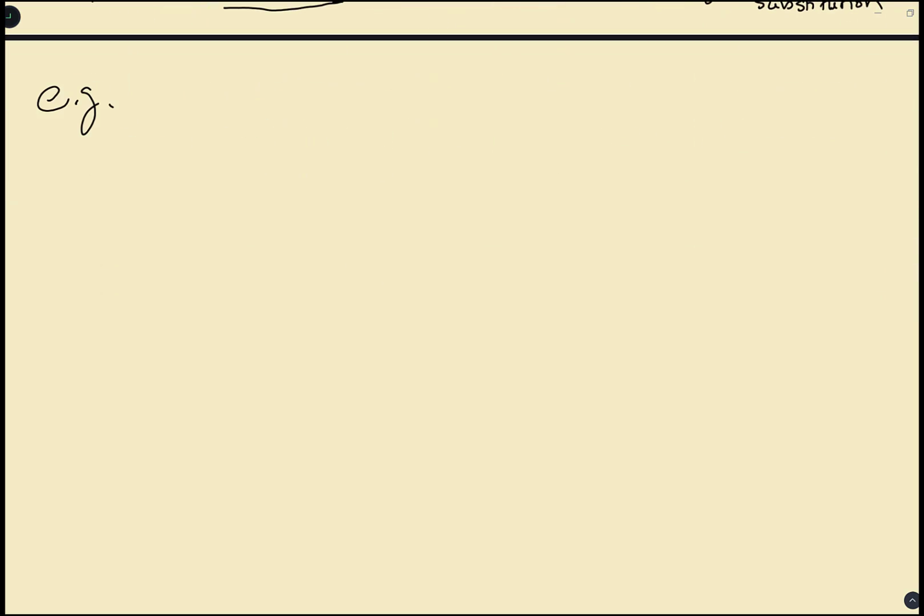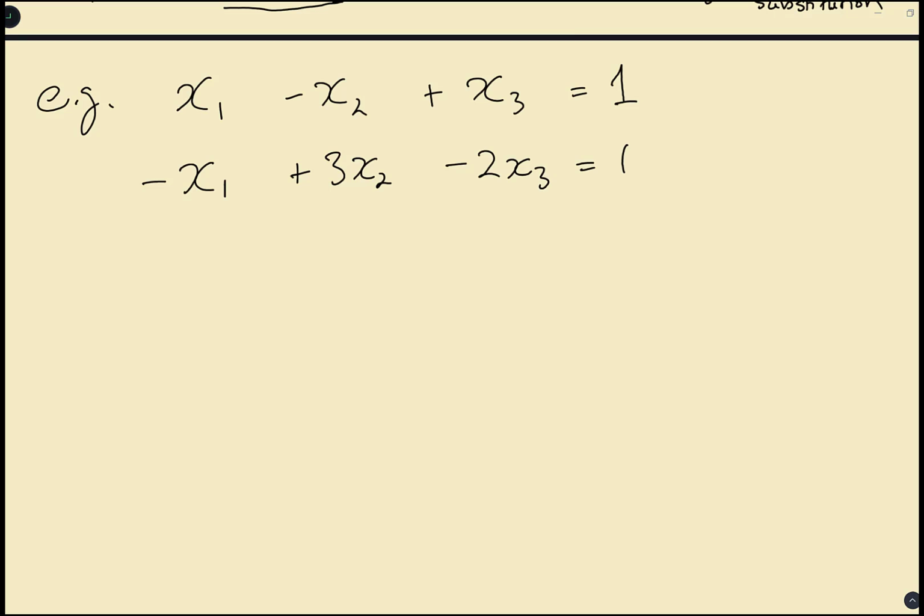Let's say we have a set of three linear algebraic equations: x1 minus x2 plus x3 equals 1. Then we have negative x1 plus 3x2 minus 2x3 equals 1. And the third one, x1 minus 3x2 plus 4x3 equals 2. So these are the three equations with the three unknowns.